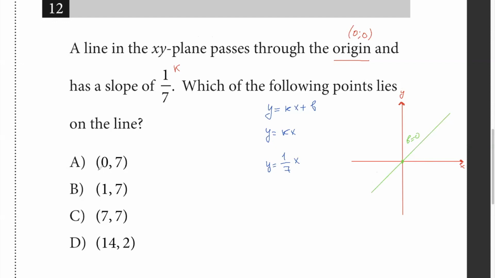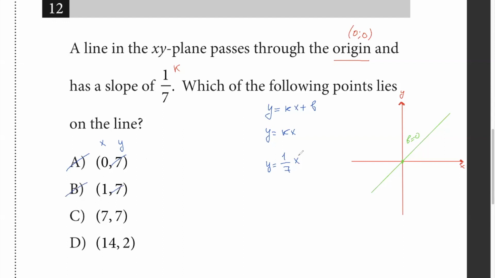Now we have the coordinates here in the answer choices. The first number is the value of x, and the second one is the value of y. We can substitute these points and check them. A, (0, 7). So if x is 0, y is going to be 0, not 7. This is not the answer. B, if x is 1, y is going to be 7? If x is 1, y will be 1 over 7, not 7. It is not the answer.